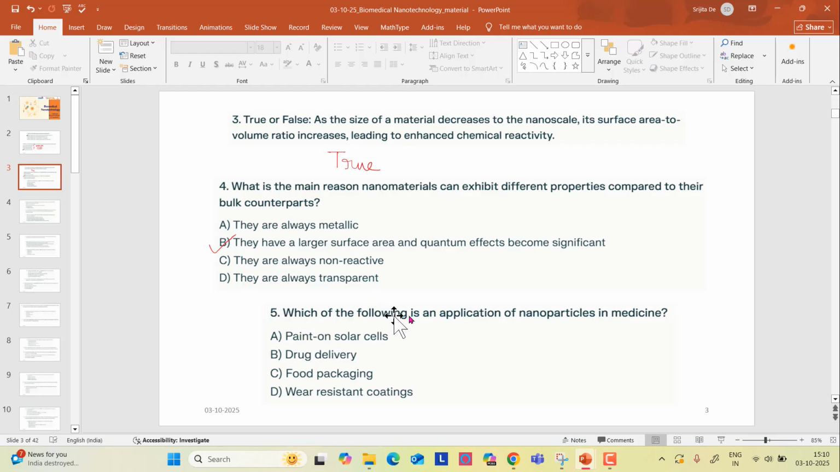Next, which of the following is an application of nanoparticles in medicine? So in all the cases, we can use nanoparticles. Yes. For medicine, it is the drug delivery.